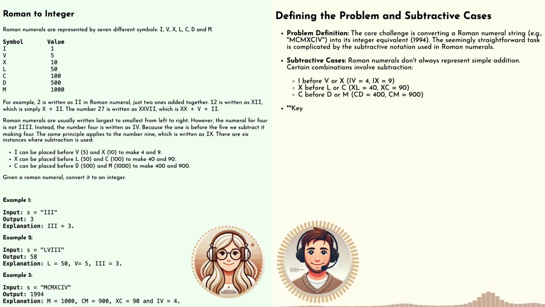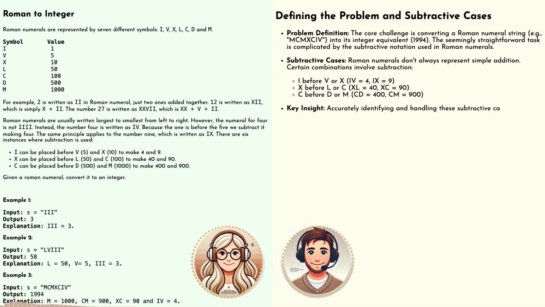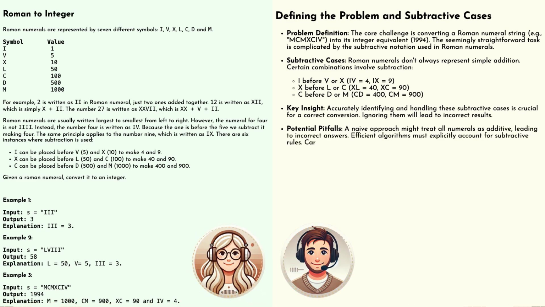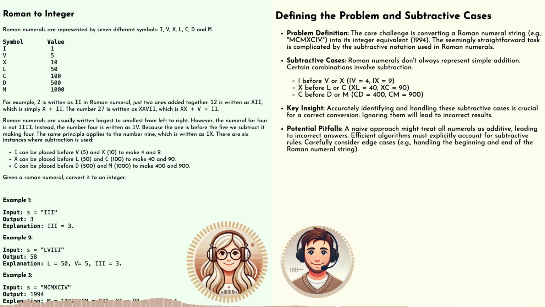Okay, before we get into all that, let's level set and make sure we're all on the same page. What exactly is the problem we're tackling here? Imagine you're given a string, and it represents a Roman numeral. Something like MCMXCIV. Your task is to write code that converts the string into its corresponding integer value, which in this case would be 1994.